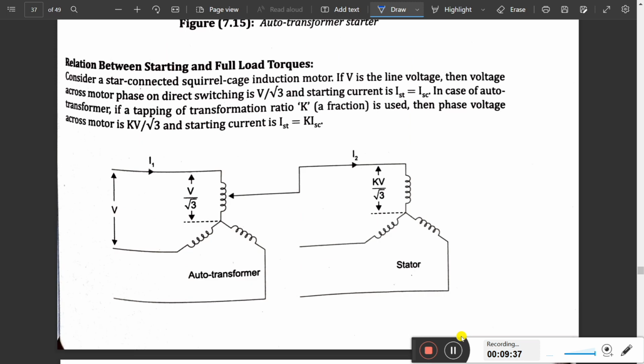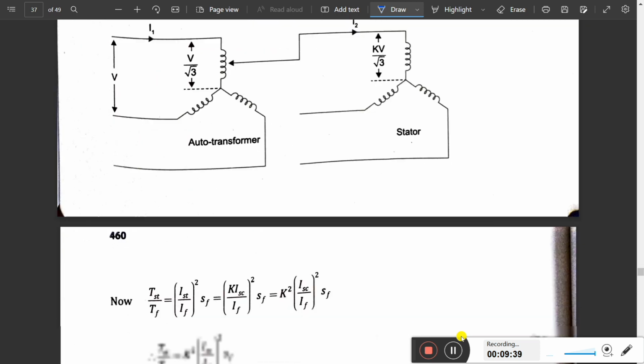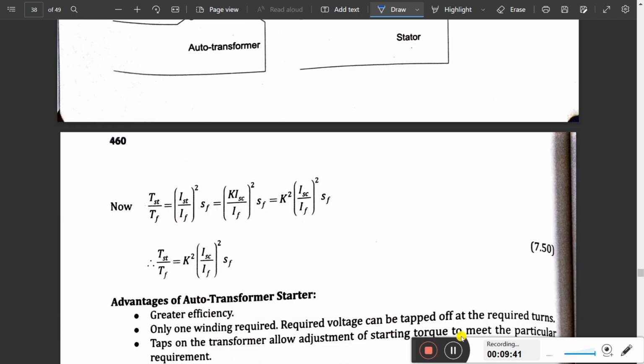We can derive the relation between the starting torque and full load torque. It is also similar to the previous one. Here we have to take the K value. K is the auto transformer turns ratio. In exam, if they give the K value as 1 by root 3, you will get 1 by 3 here, because 1 by root 3 whole square is equal to 1 by 3.